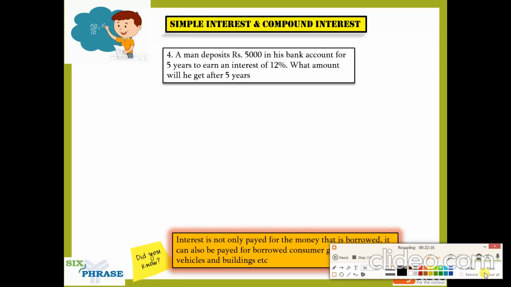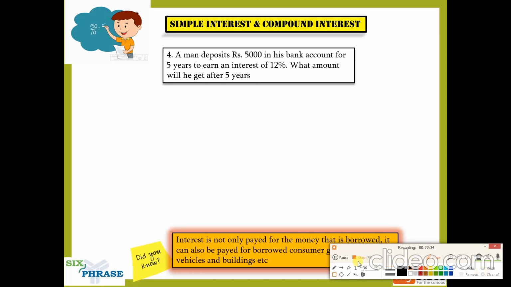A man deposits 5,000 in his bank account for 5 years to earn an interest of 12 percent. What amount will he get after 5 years? Again, nothing is mentioned. Simple interest, compound interest, you don't have a clue. So take it to be simple interest.